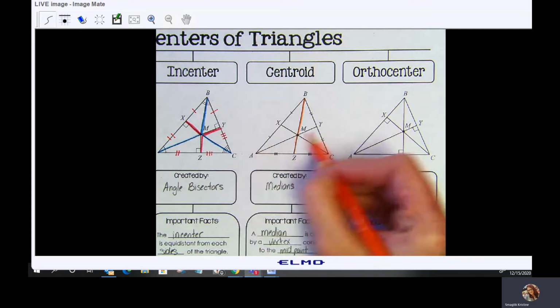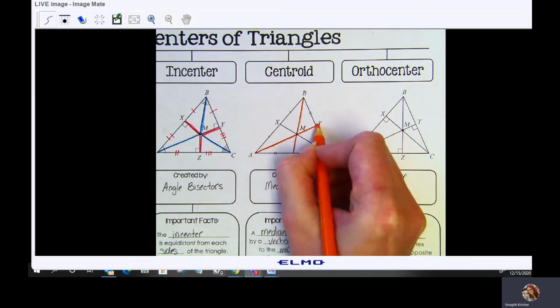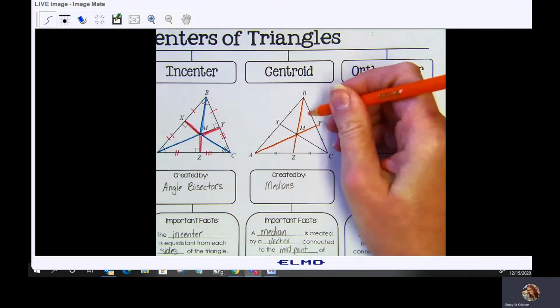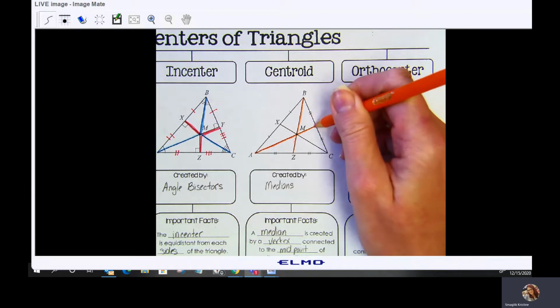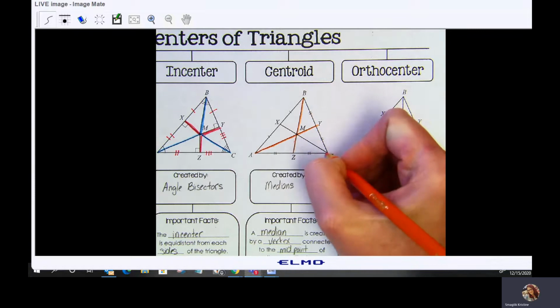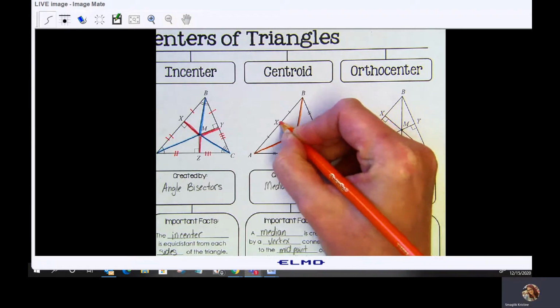And again, Y is a midpoint. And I know it's a midpoint because these two segments are congruent. That means Y is dividing them into two equal parts. And now I can also go from C to X.